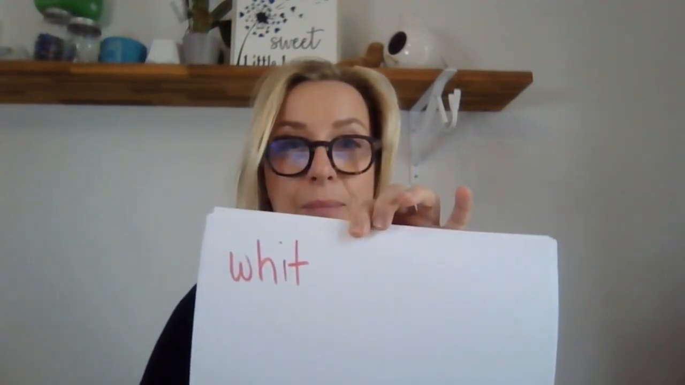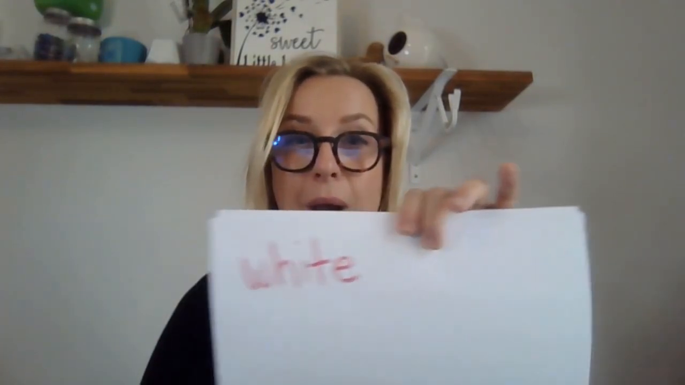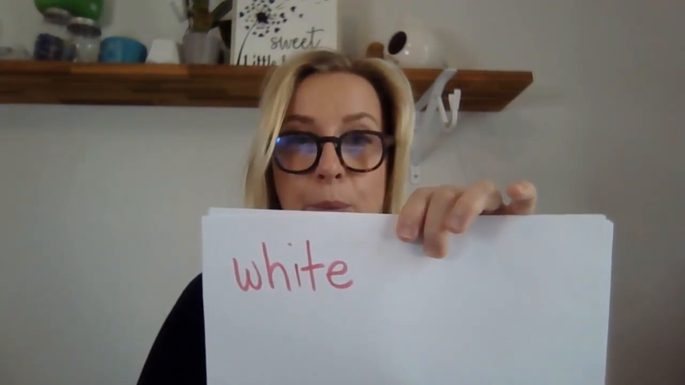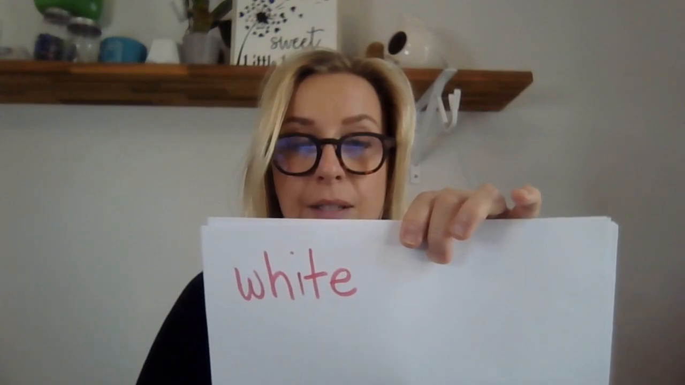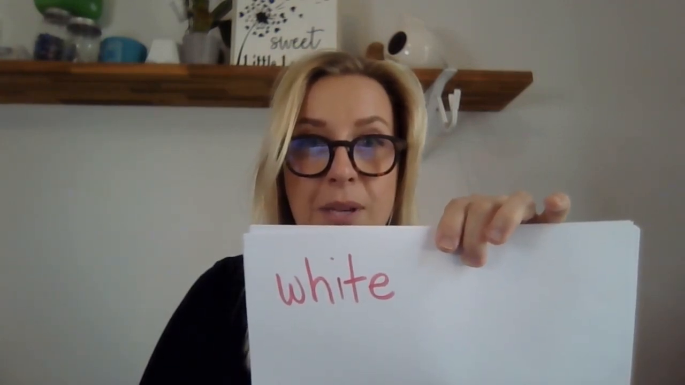I need you to put a W, WH, I, T. Now to make the I say its name, we have to add an E. So what color is that? W, I, T. Did you say white? You are right. We've been busy looking at the moon, and the moon is white. Sometimes. All right, let's try another one.